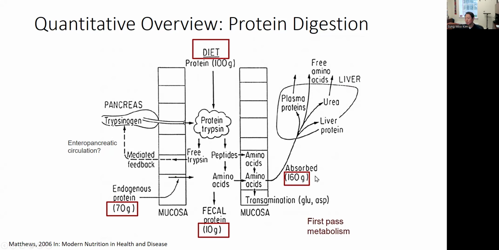Okay? If you absorb the protein as amino acids, that will enter the body. Then they go to the circulation, go to the liver, and are actively used to make protein. They'll also be delivered to non-hepatic tissues like muscle and other tissues, and used to make protein. Okay? So this is the overview of what happens in terms of protein digestion.